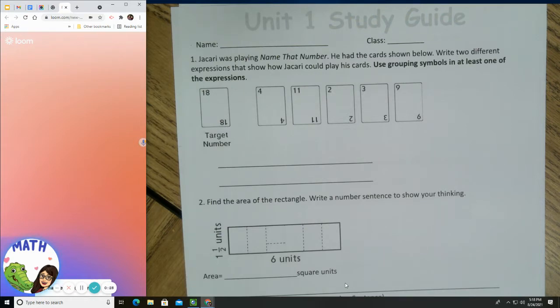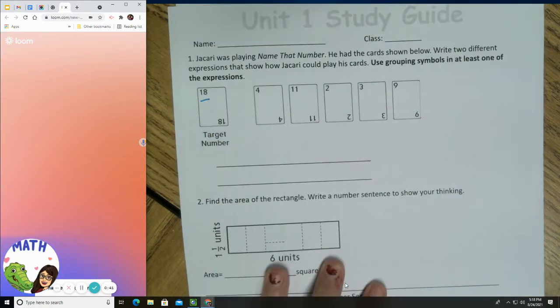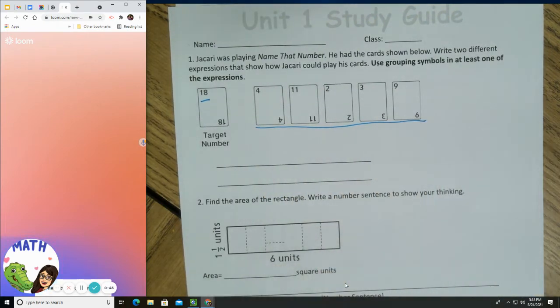So we're going to start by doing part of our game. We played a game earlier in the year called Name That Number. We've practiced this in class. One of the things you're going to have to do is make the number 18, and you can use these cards. This is something we've practiced a lot.